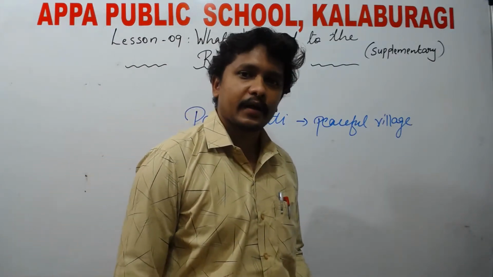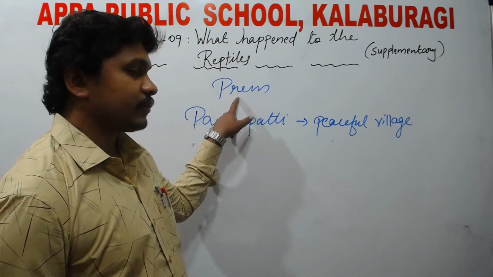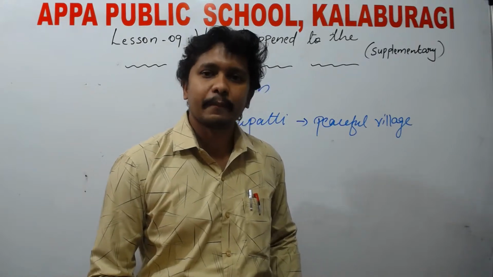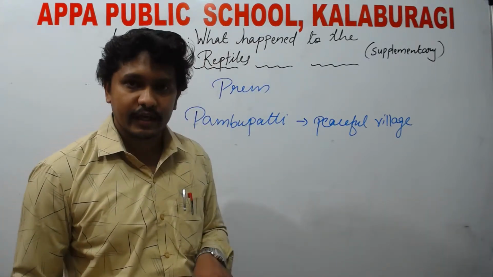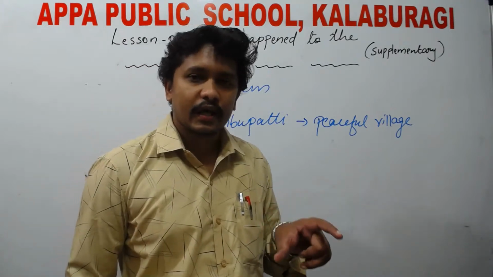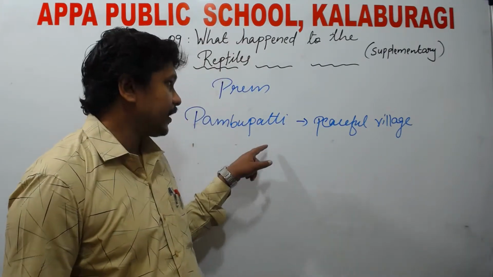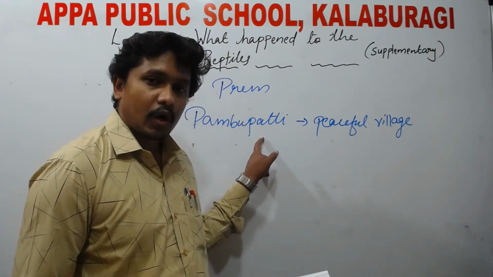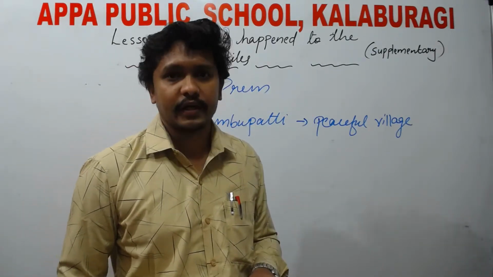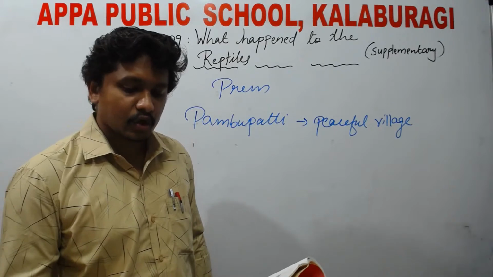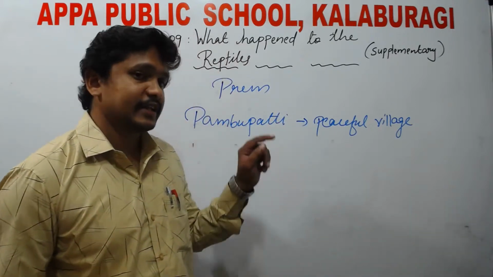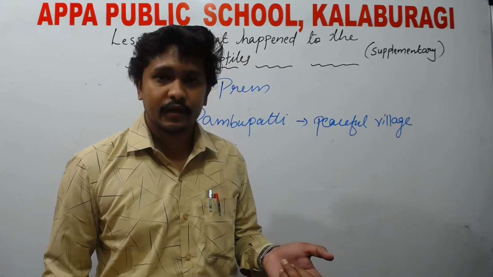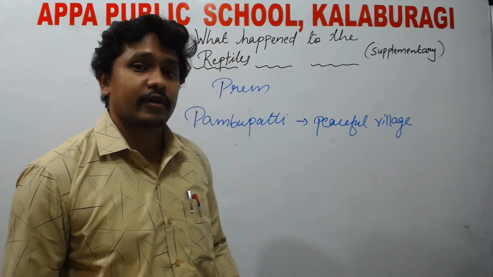So here in the second paragraph, the boy Prem tells us that he had heard about Pambupati, but did not get the chance to go there. First of all, we are told about the peaceful village called Pambupati. In the second paragraph, Prem says that he heard about this village but did not get the chance to go there. Next, he is telling about his village. It is 100 miles away from Pambupati.